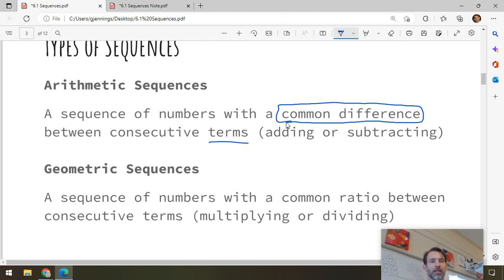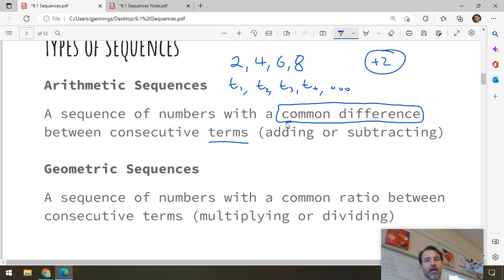And what's a term in these sequences? Well, we looked at 2, 4, 6, 8. So here, we call this term 1, term 2, term 3, term 4, and so on. And we number those just with the letter T to indicate term, and then a little subscript number. In this case, the common difference is adding 2 each time. The common difference is positive 2 for that arithmetic sequence. The first term also happens to be 2. It's just a coincidence. It doesn't have to be that way.